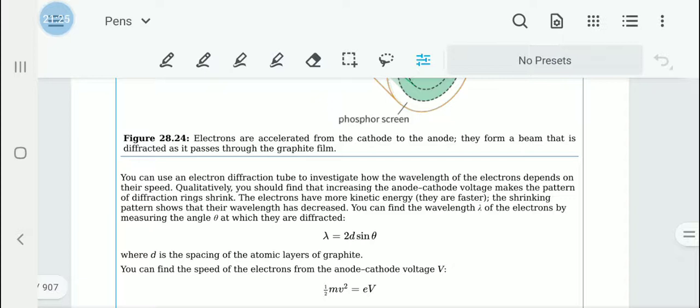When the voltage is higher, electrons have more kinetic energy and they are faster. As a result, the diffraction rings would shrink. The shrinking shows that the wavelength has decreased.